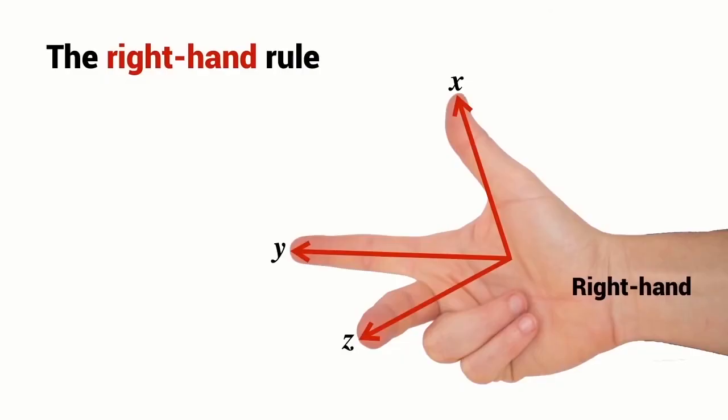So just to recap, when we create a right-handed coordinate frame, we use what's called the right-handed rule. I take my right hand: the x-axis is parallel to my thumb, the y-axis is parallel to my index finger, and the z-axis is parallel to my middle finger.